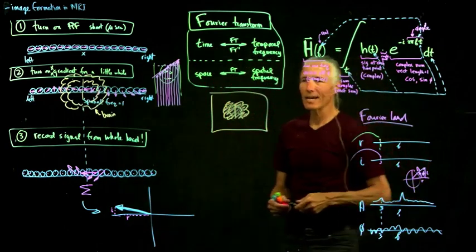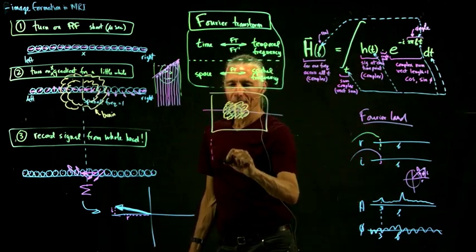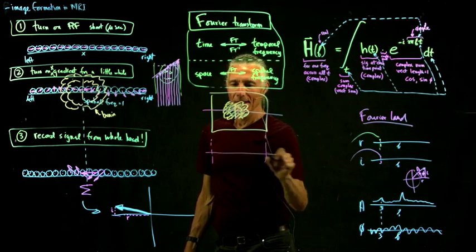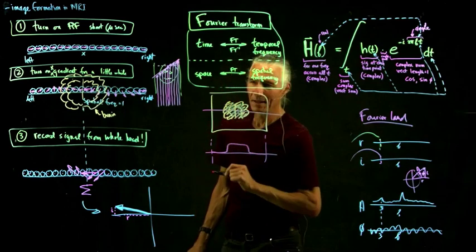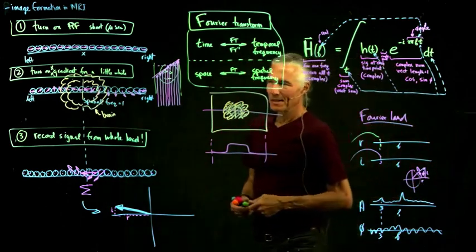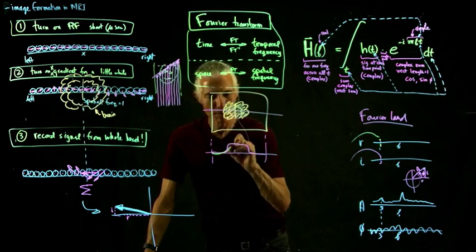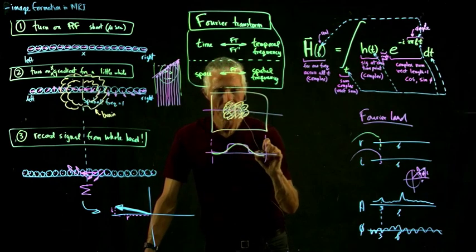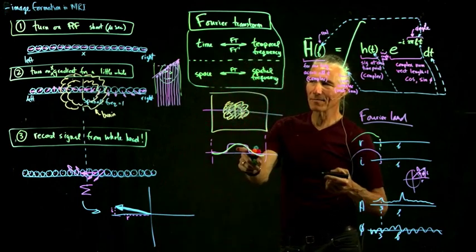Let's just take a line across it. And what does that line look like? Well, it looks like nothing, and then brain, and then nothing. And what frequency does that look like? That looks like spatial frequency 1. What does it look like? It looks like a negative cosine.